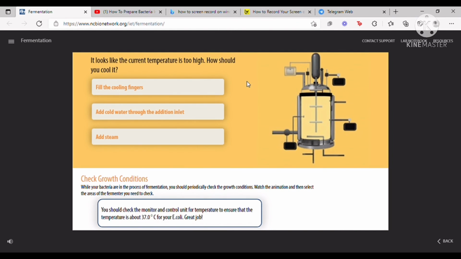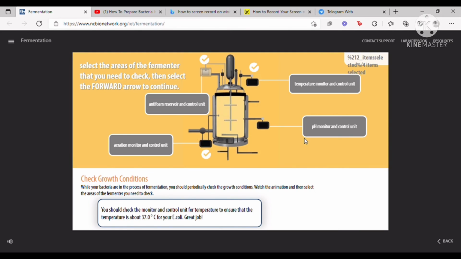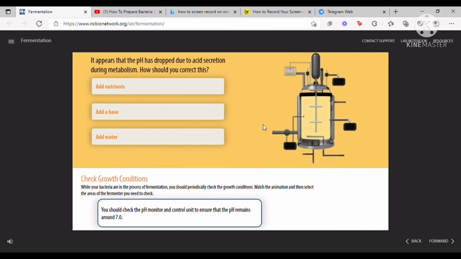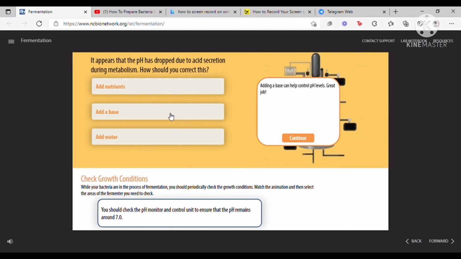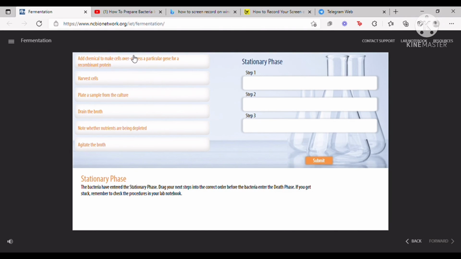Questions like this would be asked: how we should cool the temperature of the fermenter. So I chose to fill it with cooling fingers. And then the pH has dropped, so I decide to add a base. The next part would bring me to the stationary phase.